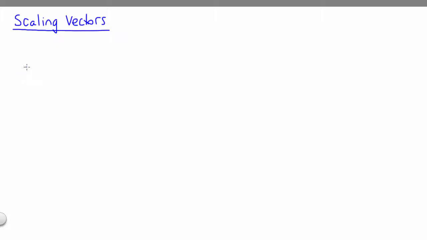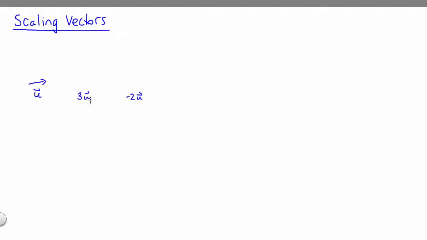In this video, we're going to look at the idea of scaling vectors. Let's start with a vector u, and let's say u looks like this. We'll see if we can draw the vectors 3u and let's say negative 2u. So we're practicing multiplying a vector by a scalar.